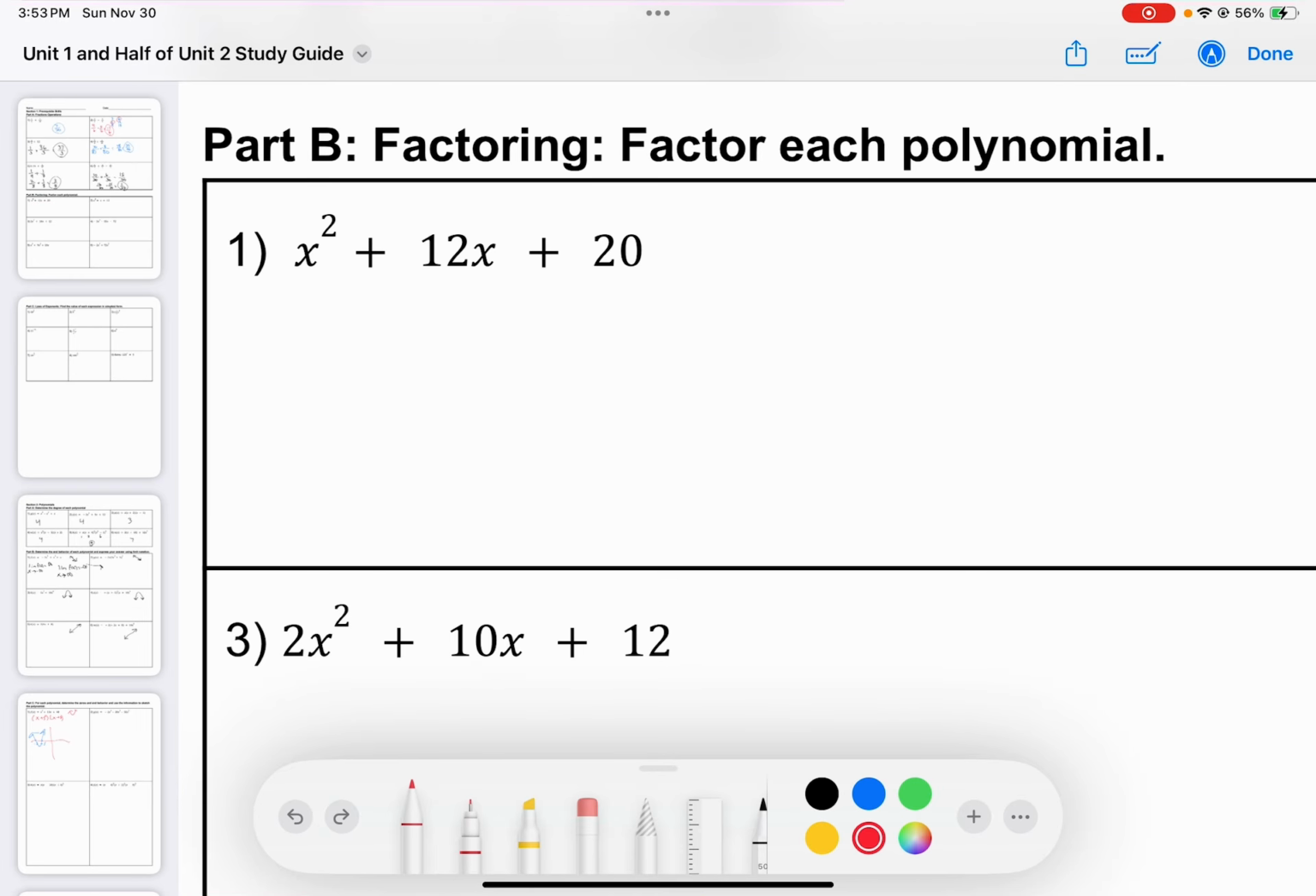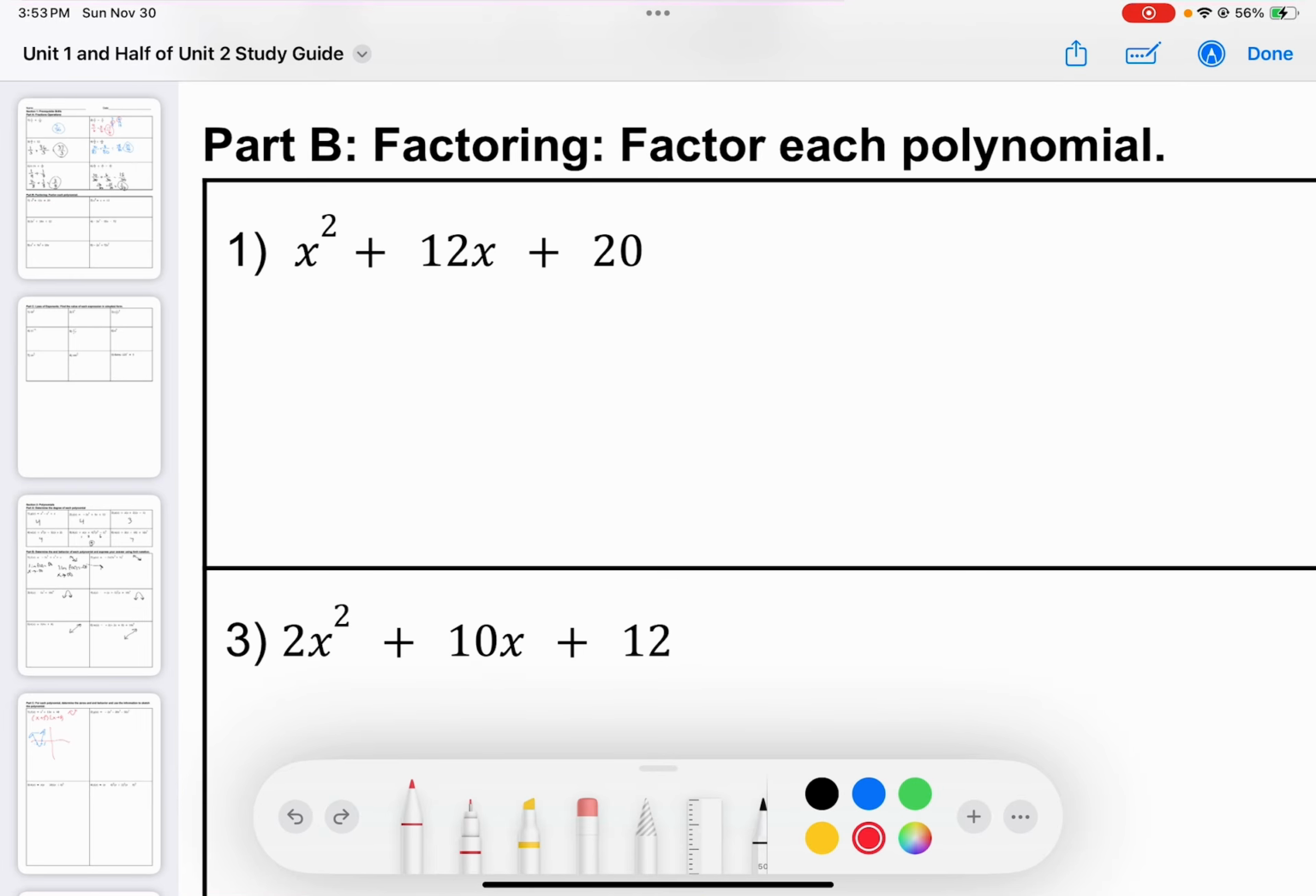I'm only going to do this for this one. When you redistribute, you should get this. These are equal to each other. If I graphed these two, I'd get the exact same graph or the exact same equation. Just to show you, if you distribute this, x squared plus 2x plus 10x plus 20, combine like terms, you get x squared plus 12x plus 20, right?